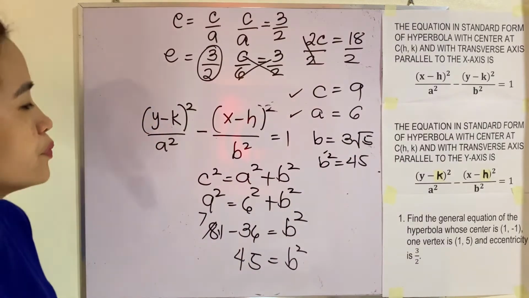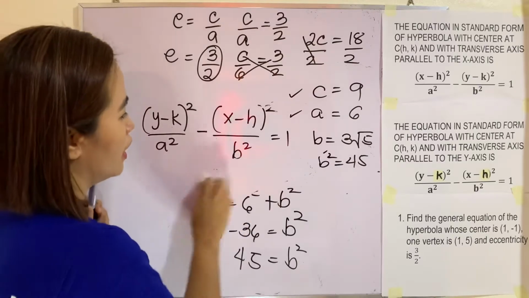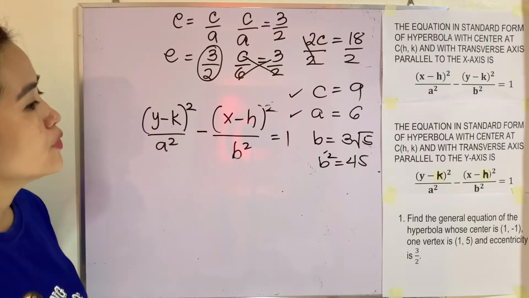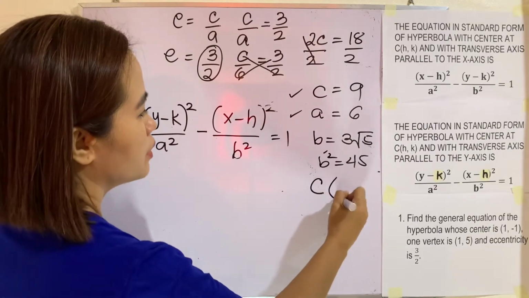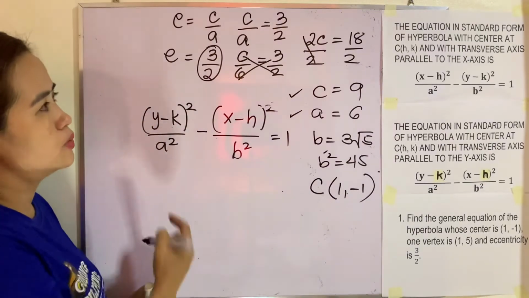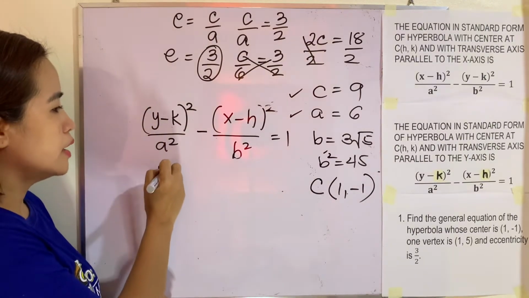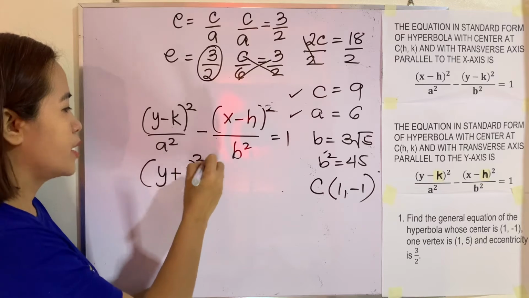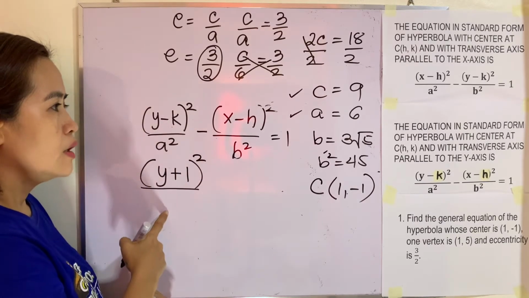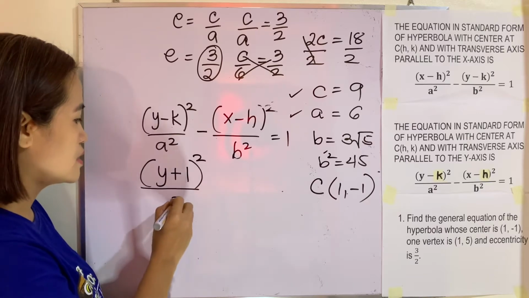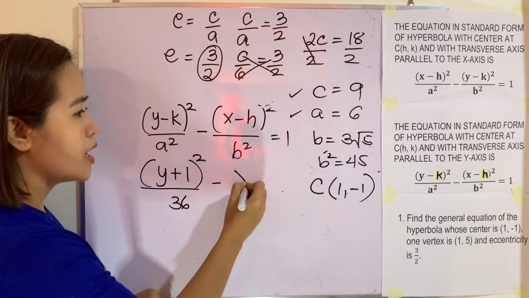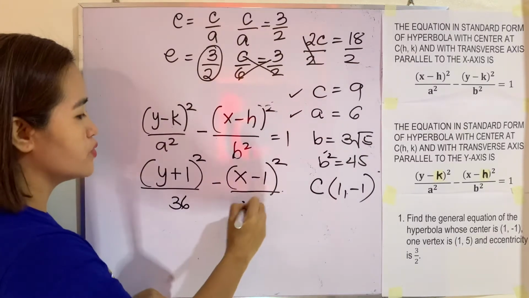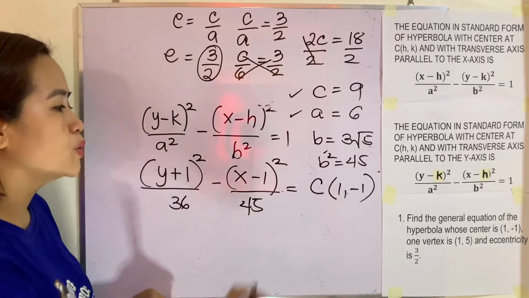Remember that in finding the standard equation, we just need the a, the b, and of course the center. We already have the center, and that is (1, -1). So all you have to do is substitute it here. That is (y plus 1) squared over a squared, which is 36, minus (x minus 1) squared over b squared, which is 45, is equal to 1.